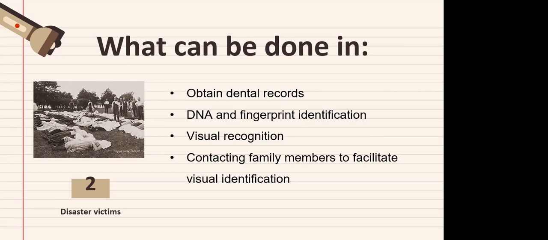The disaster victim identification expert gathers the victim's data at the scene, and then they obtain dental records, DNA and fingerprint identification, and other individual-specific information such as status and prosthesis during postmortem examination for visual recognition. Information about the victims' lives is recovered via various sources. These range from the typical medical records and collaboration with suspected victims' families to photographs posted on social media and personal items such as jewelry. They contact the family members to facilitate this in visual identification. All of this information is used to confirm the victim's identity so the remains can be released to their families. Next slide.